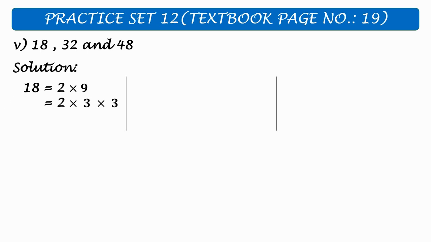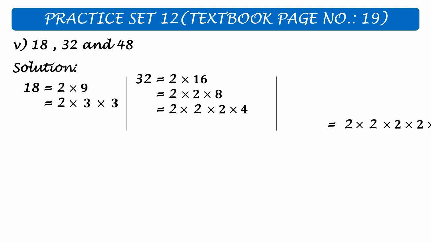Similarly, for 32 we know that 2 multiplied by 16 is equal to 32. And further 16 we have to factorize, and we know that 2 multiplied by 8 is 16. So we can write it as 2 into 2 multiplied by 8. Further 8 has to be factorized, and we know that 2 multiplied by 4 is 8. So we can write it as 2 multiplied by 2 multiplied by 2 multiplied by 4. Now further 4 has to be factorized. We know that 2 multiplied by 2 is 4. So we can write the prime factors in the product form of 32 as 2 multiplied by 2 multiplied by 2 multiplied by 2 multiplied by 2.